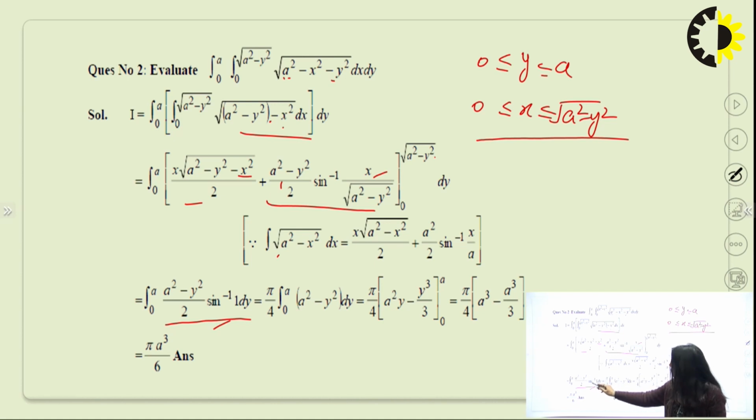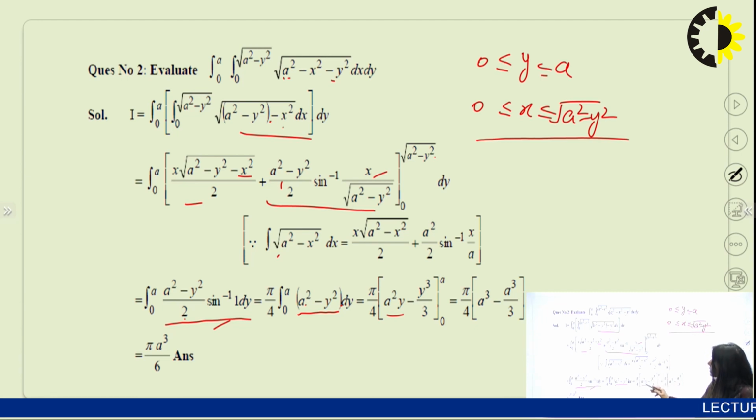Now we know that sine inverse 1 is equal to pi by 2, and here 2 already, so pi by 4, and the integration of a square minus y square over y with the limit 0 to a. So now we will integrate this function with respect to y. Integration of a square is a square y, and integration of y square is y cube by 3, with limit 0 to a. Now we will put the upper limit, then minus the lower limit.